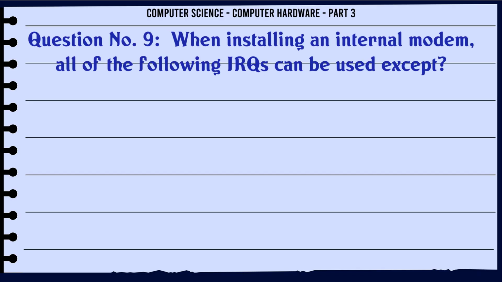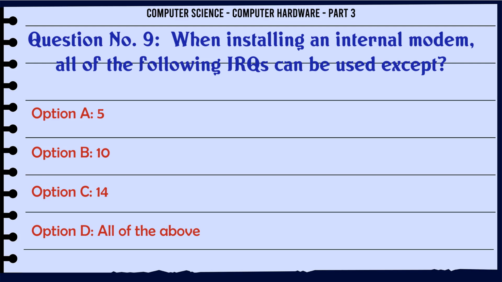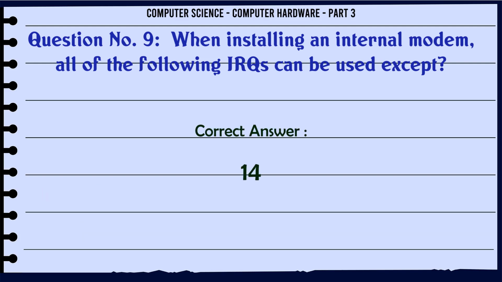When installing an internal modem, all of the following IRQs can be used except A. 5, B. 10, C. 14, D. all of the above. The correct answer is 14.